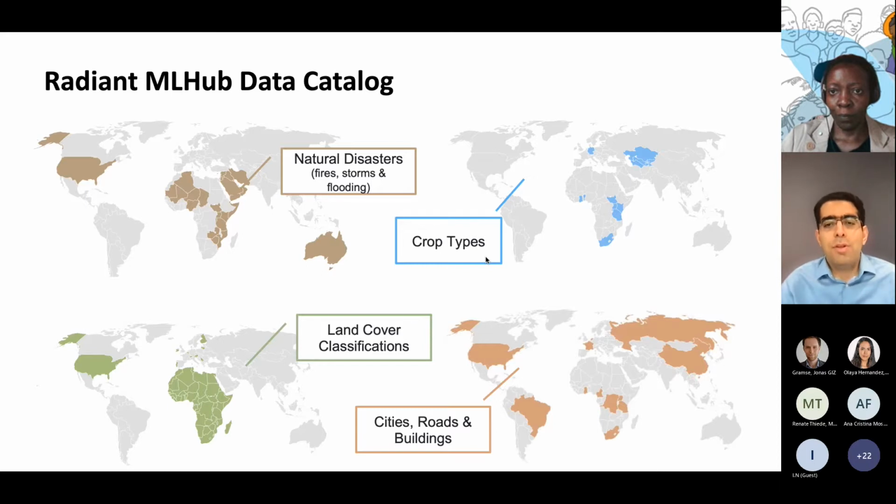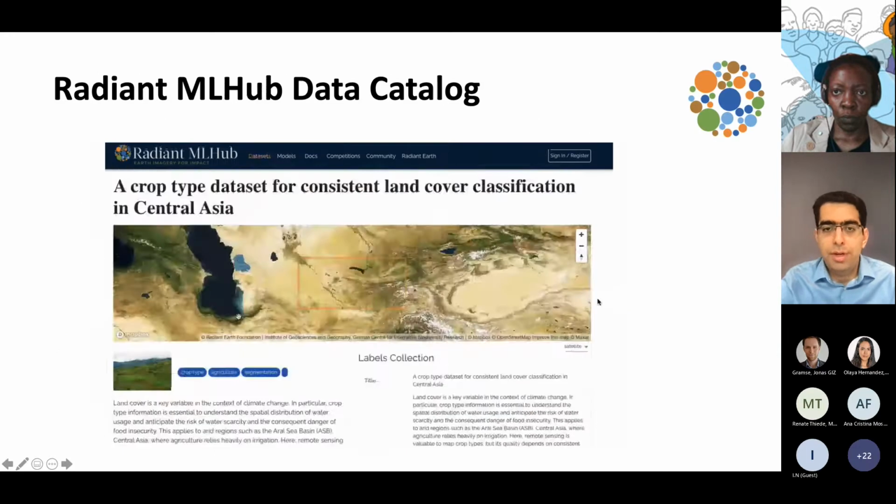But if you look at the geospatial distribution, we actually have data sets that go broader than crop types. For example, for land cover, we have one from LandCoverNet, which is a data set Radiant published, and that covers most of the African continent. And then we have others in the US and Europe as well. We have data sets for high resolution detection of cities, roads, and buildings across different AOIs, areas of interest, across the board.